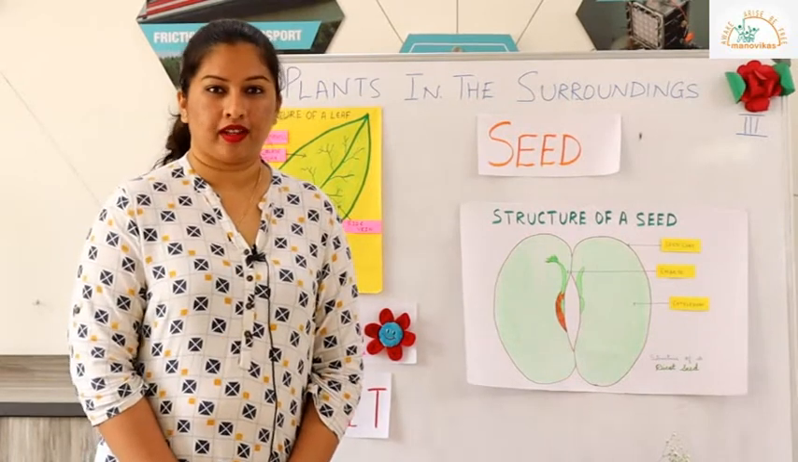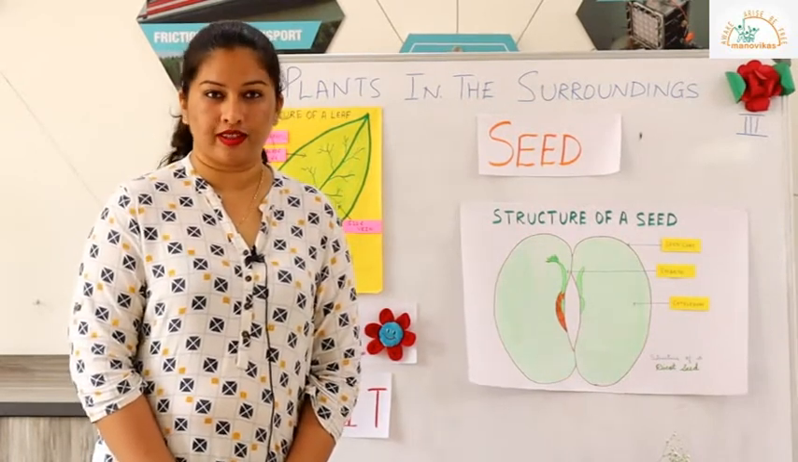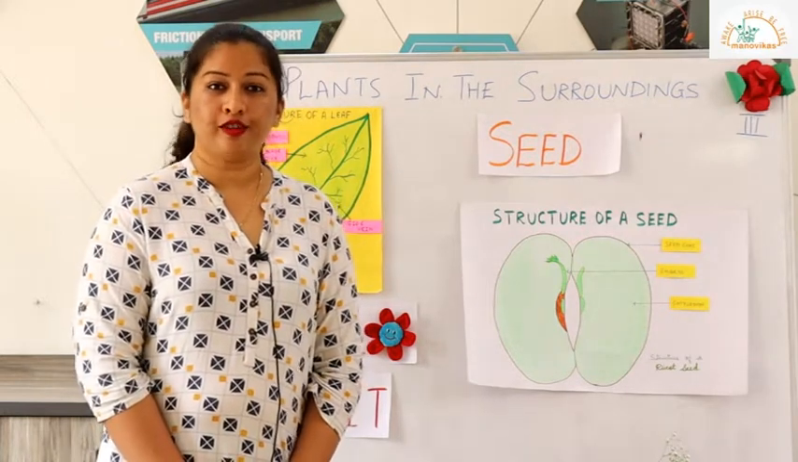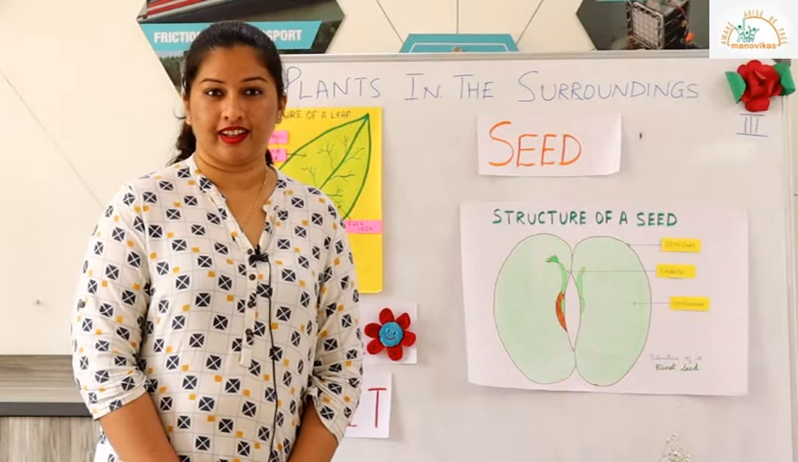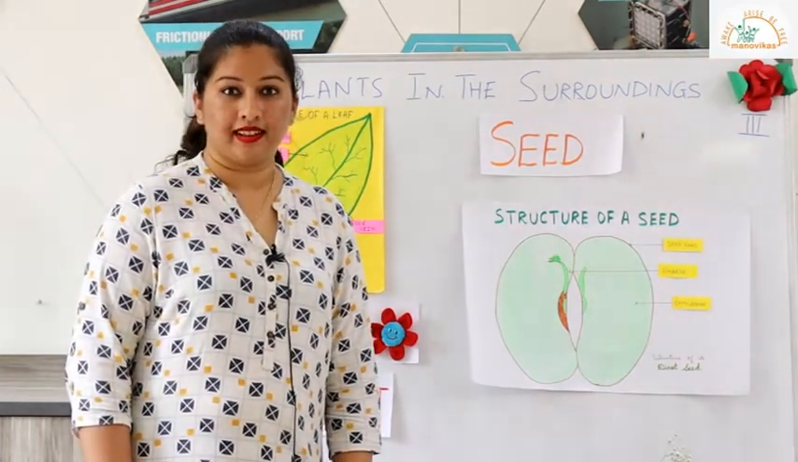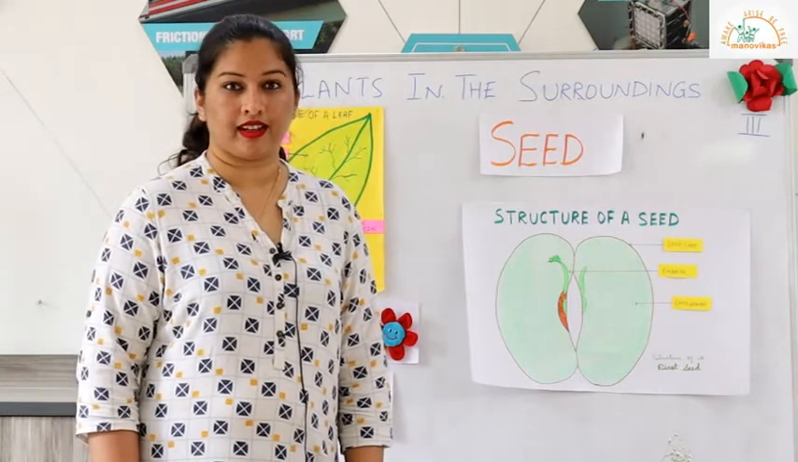The next part of the plant that we are going to learn about is fruits. Don't you all love fruits? Yes, fruits are good for our health and they are tasty. Fruits appear in different shapes, sizes and colors. Let us look at some of the fruits that we find in our houses.